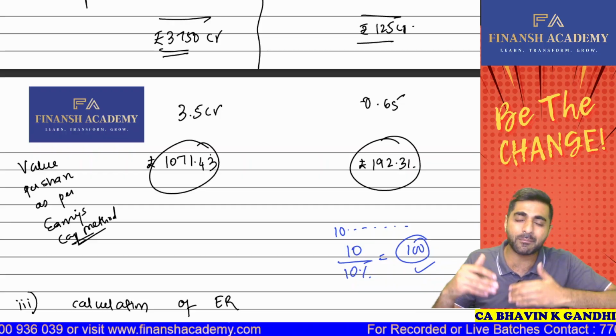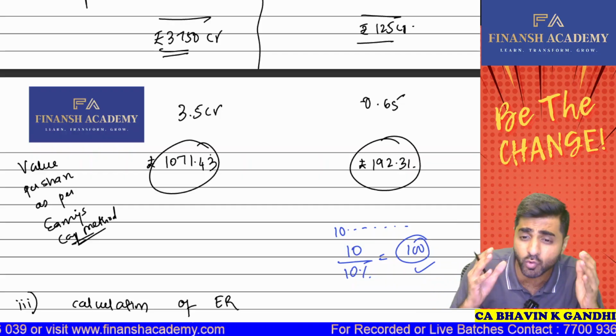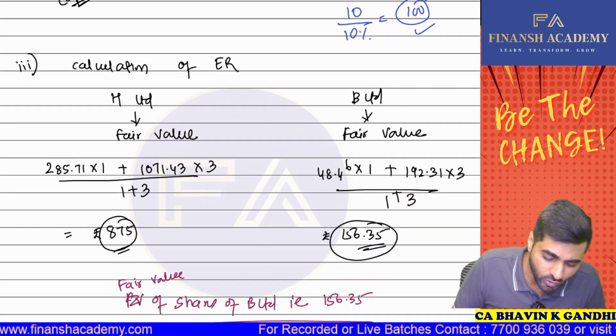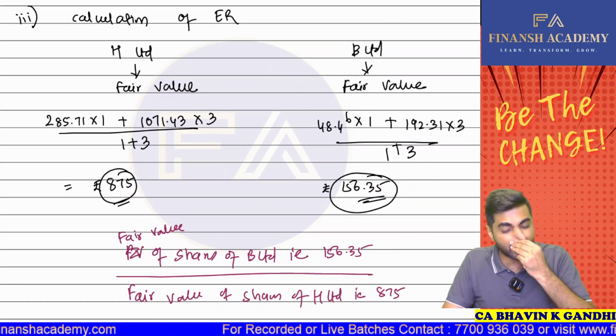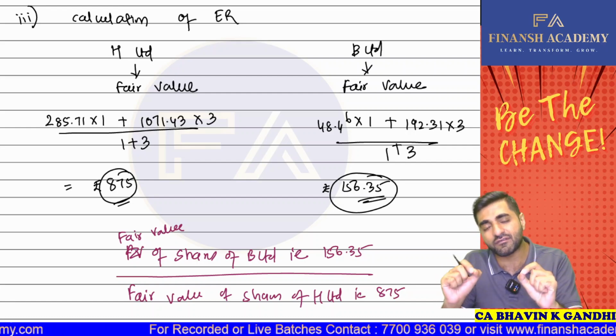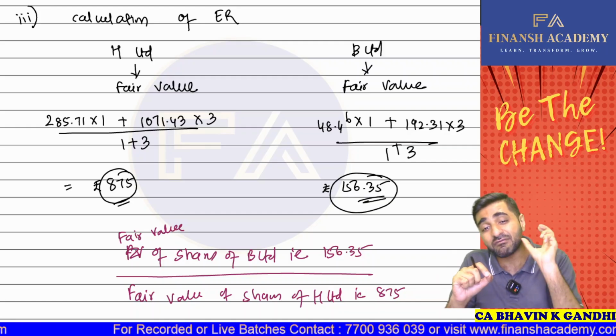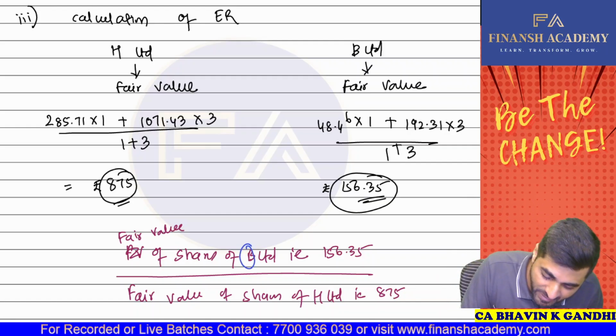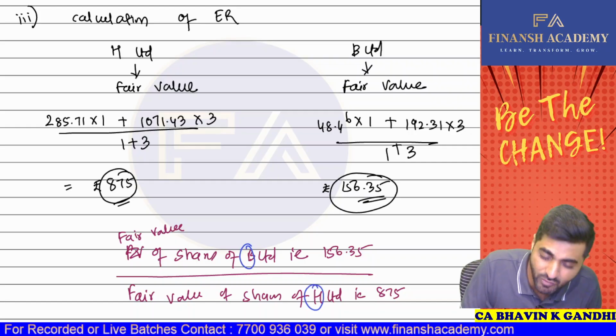By whatever is your capitalization rate, ultimately we'll be getting the total value of the company. Okay. Then, my dear students, they have told you to calculate the exchange ratio, but to calculate the exchange ratio, we have to calculate this on the basis of what? There is some fair value they have taken into consideration. So whatever is the fair value of target company, we are going to divide that by the fair value of the acquiring.